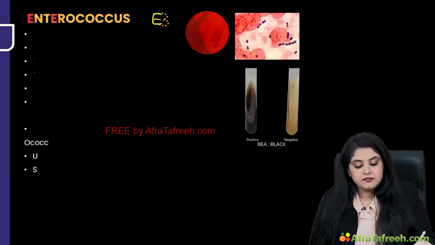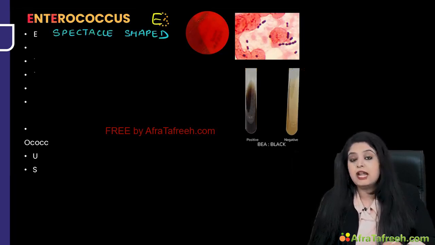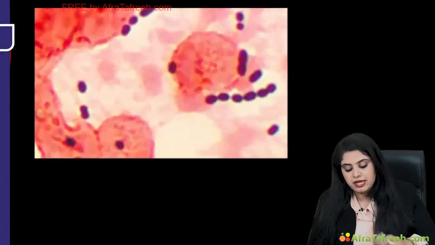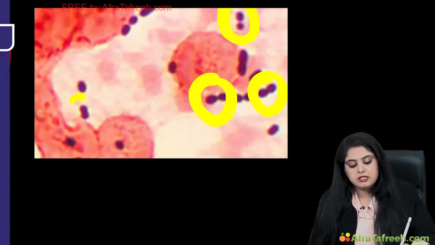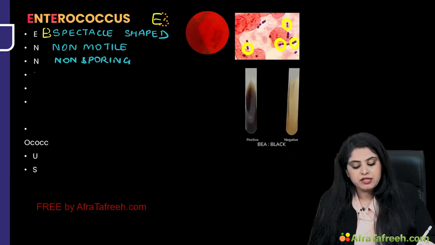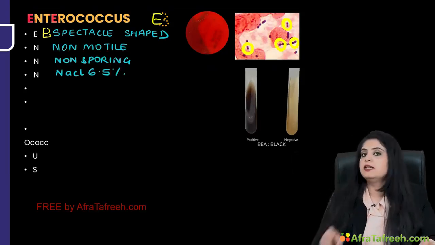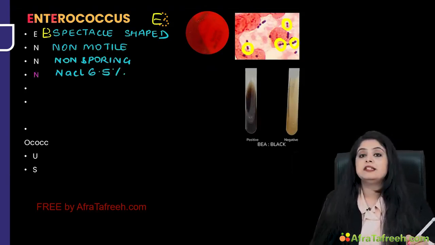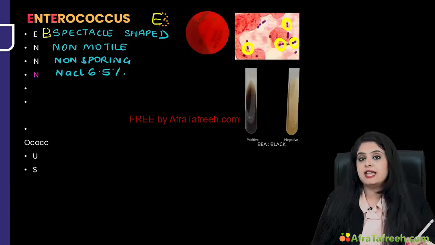So when I start with the first one, and that is going to be E for Enterococcus, the E changed into a B and it started looking like a spectacle. This is a spectacle shaped organism. Yes, I can see these two sets coming together. They are spectacle shaped organisms. Perfect. Then we come to NNN. What is NNN? It is non-motile, it is non-sporing, and it can also tolerate NaCl 6.5%, NNN.